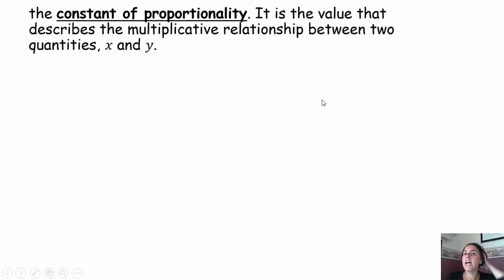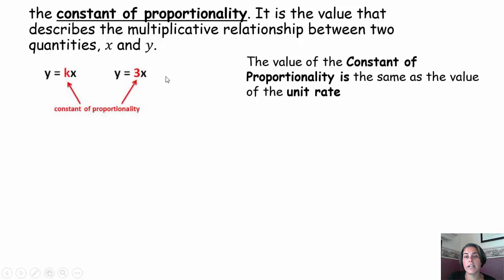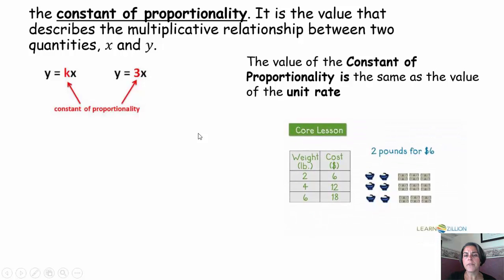The constant of proportionality is the value that describes the multiplicative relationship between two quantities x and y. If you can get y by multiplying each x by 3, 3 is your constant of proportionality. It's the same value as the unit rate. Let's look at an example we've looked at earlier in this unit. I'm guessing this might be rice, so we want to know, is weight proportional to cost?